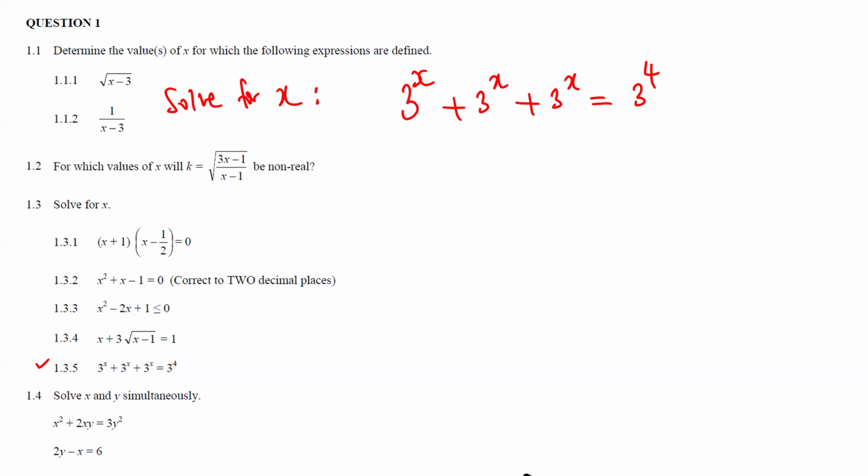Okay. Who is done? Tando is like he's done. What do you think? We collect the like terms first. What do we get if we collect the like terms? x is equal to 3.